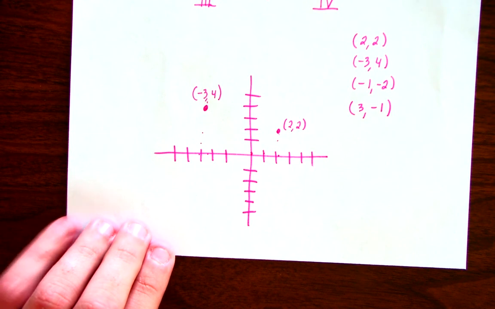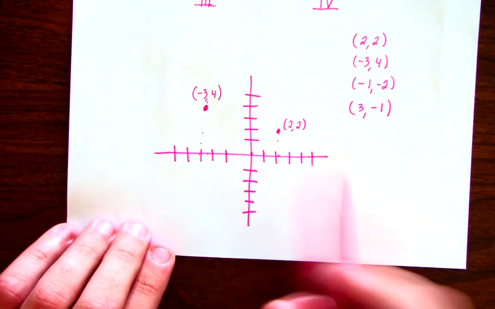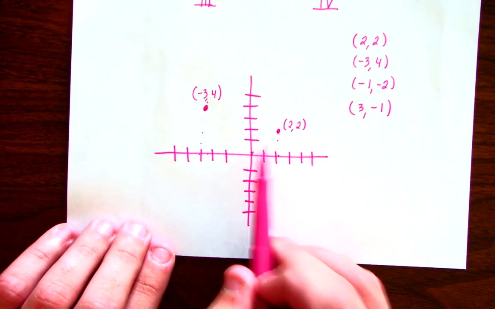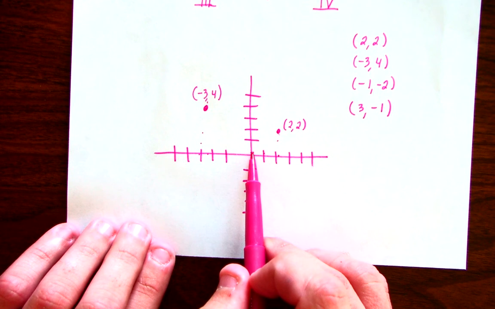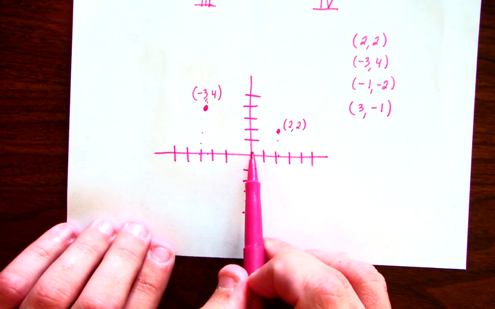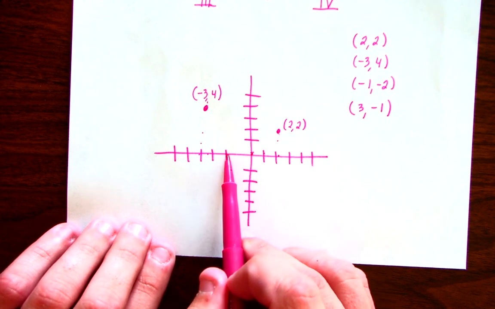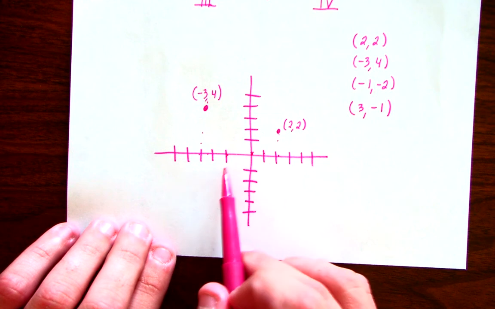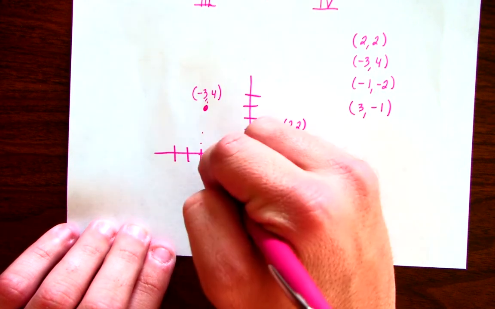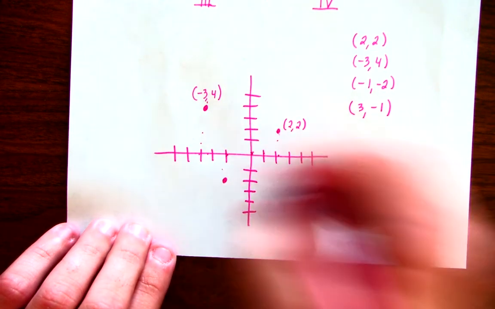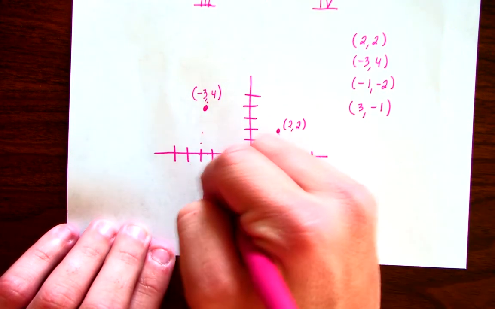The next one says negative 1, negative 2. Again, you start from the origin. We always start from the origin when graphing. So negative 1 means to go to the x-axis to negative 1. And my y value is negative 2, so go down 2. 1, 2. There's your point, negative 1, negative 2.